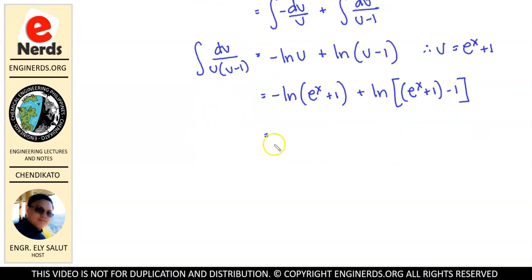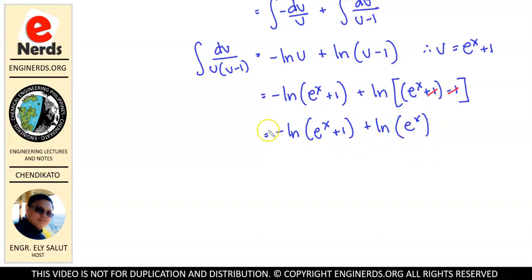We have negative ln of e to the x plus 1, then plus ln of e to the x, because plus 1 minus 1 will be equal to 0. Okay, so we will have here ln e to the x.